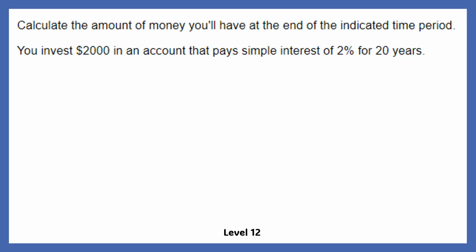Calculate the amount of money you'll have at the end of an indicated time period. But here's the catch. In this problem, we're going to use simple interest. So if we invest $2,000 in an account and it only pays simple interest, that means every year we're going to get 2% of what we started with. Simple interest, you get interest only on what you started with.